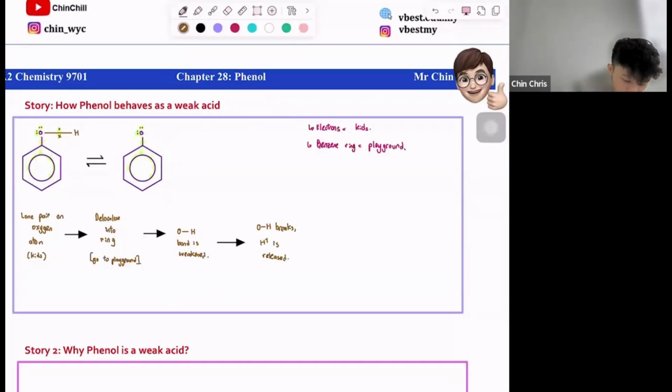Okay, so it will turn into an O minus, get me? And a H plus is formed. Clear?